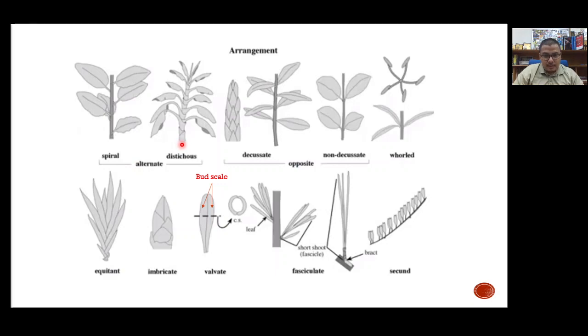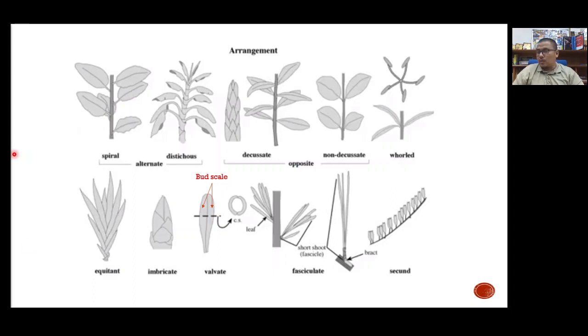And distichous means there is one leaf blade going out on this side, and after that one leaf on the other side, and one leaf on this side, one leaf on the other side, continuing up the stem, so that they are in two rows up the stem, like alternate in a parallel way.